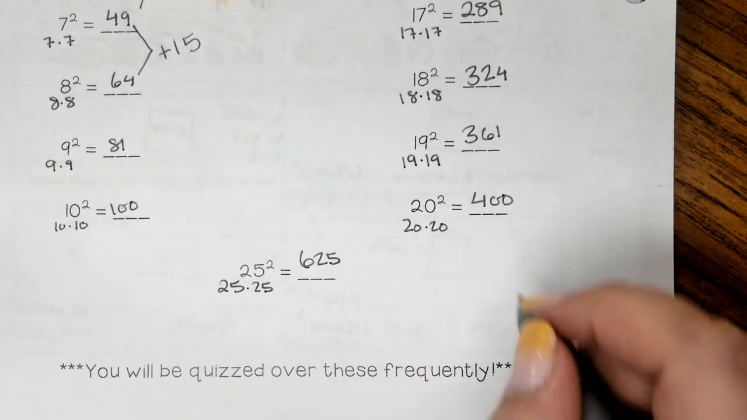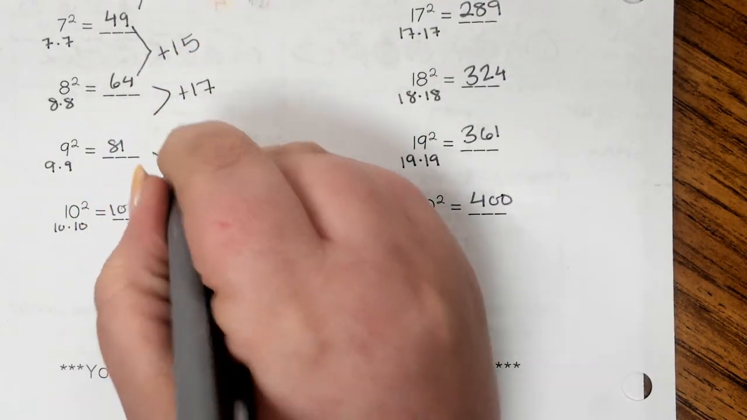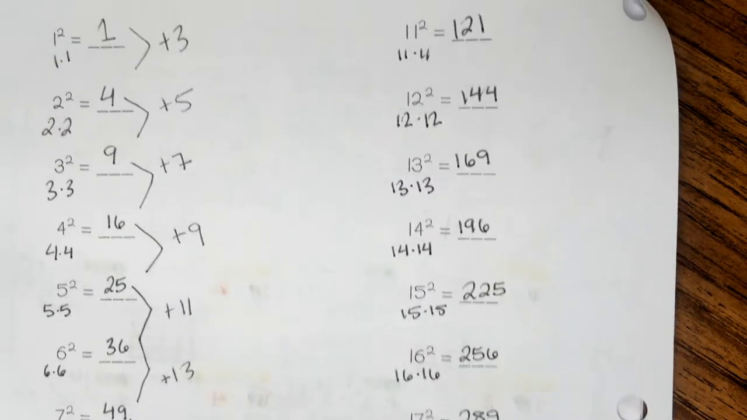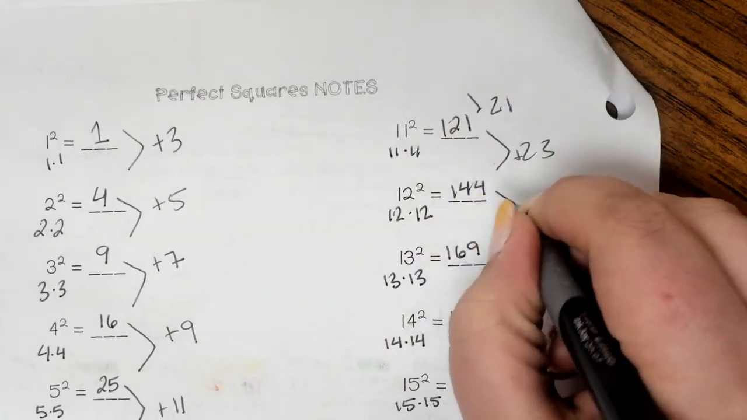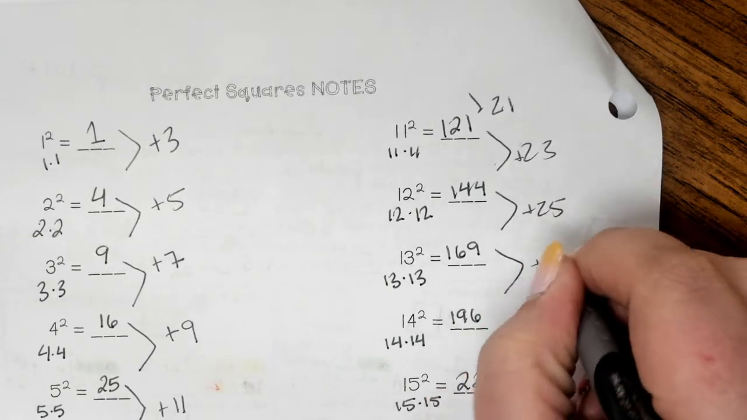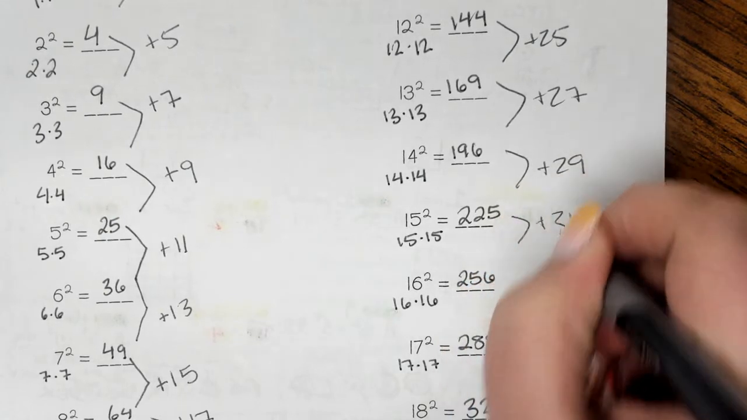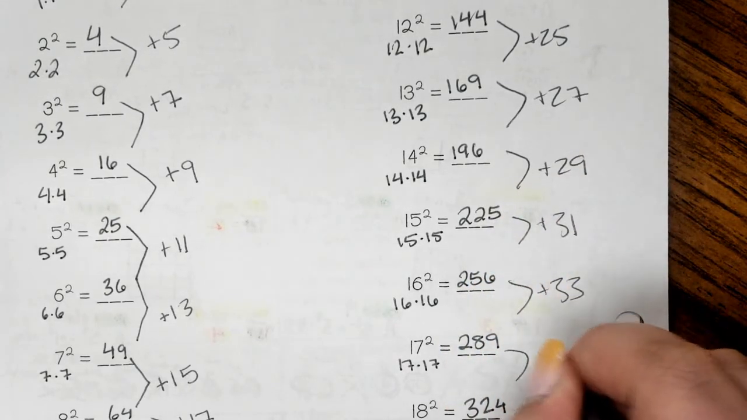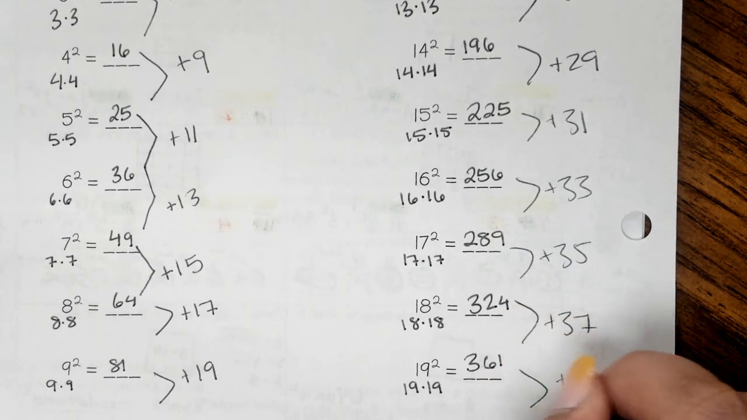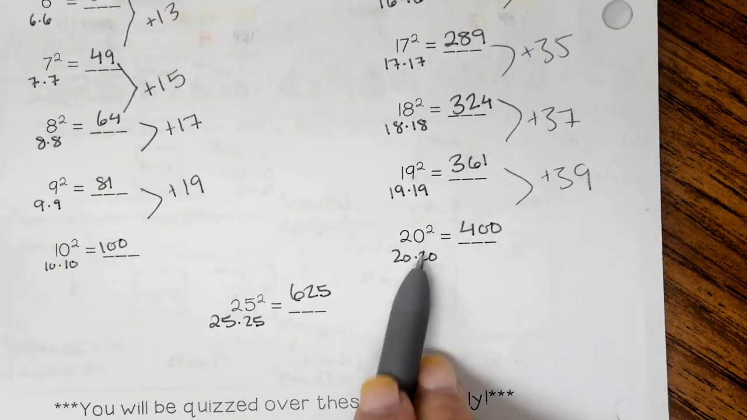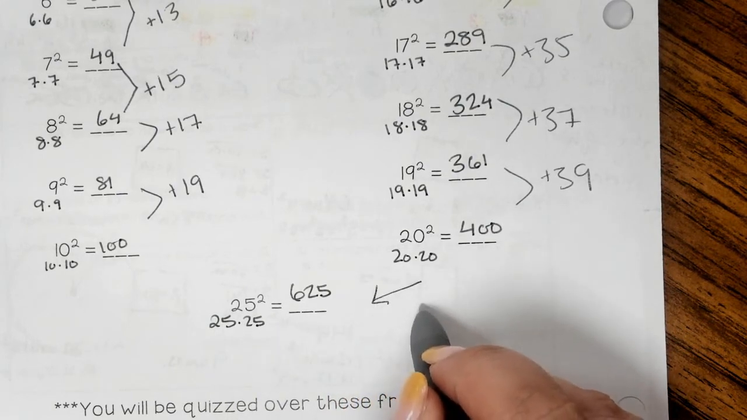I want to talk about if you are working all of those out, so you're adding 17, 19, 21, 23, 25, 27, 29, 31, 33, 35, 37, 39. How come when I go from 20 squared to 25 squared, I don't add 41?